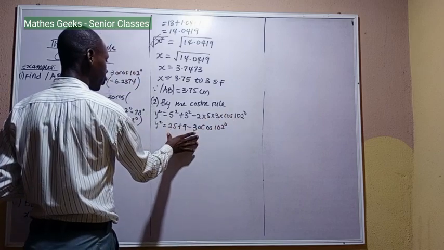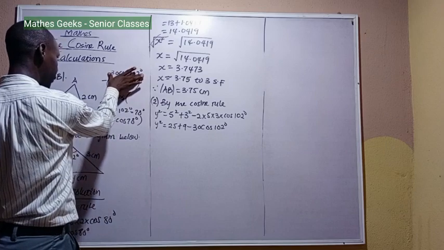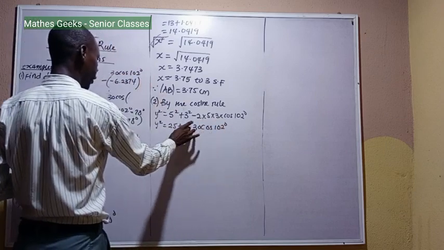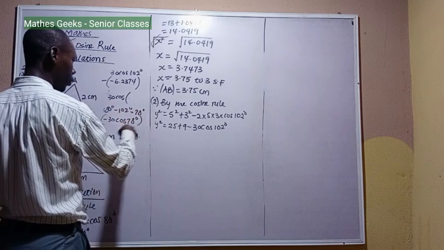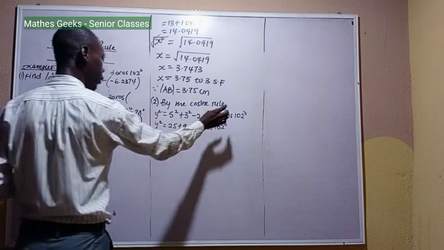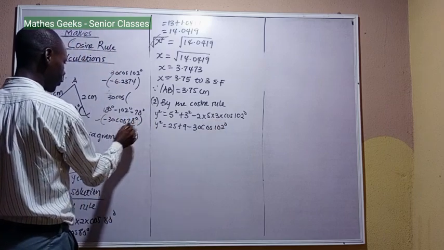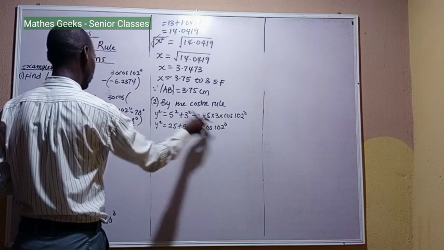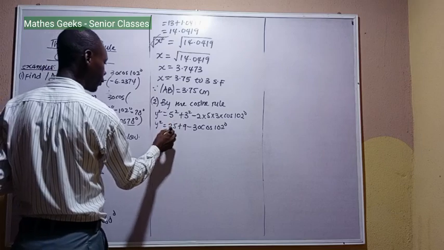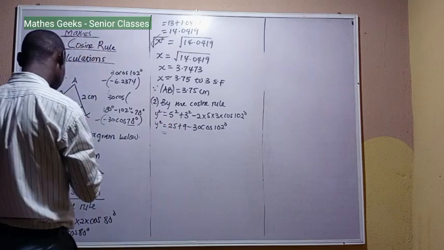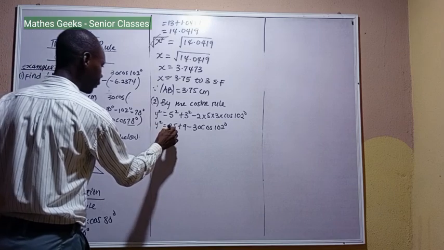Anytime the angle is obtuse, you could go right away and get a negative value here, multiplied by this negative sign, you get plus. Or you try to get the acute angle of the obtuse by subtracting from 180, and then get cos 78 degrees, but because the angle initially was 102, you add a minus sign in front of it. The minus times this minus will give us plus. So here would be 25 plus 9, which will give us 34.